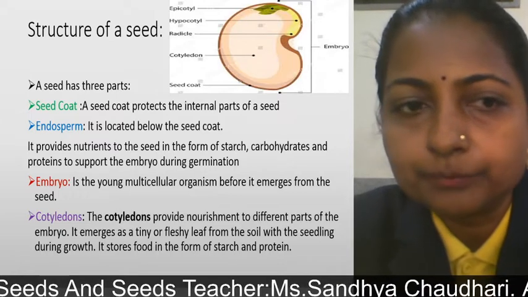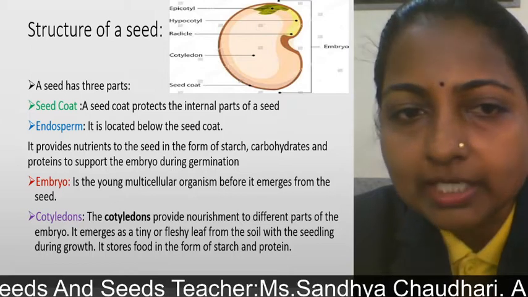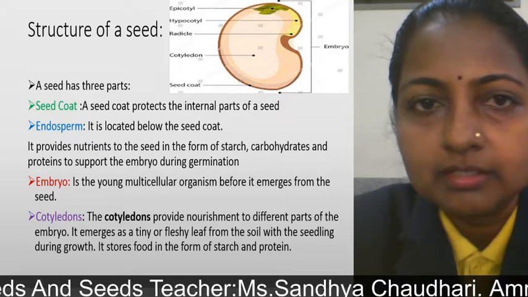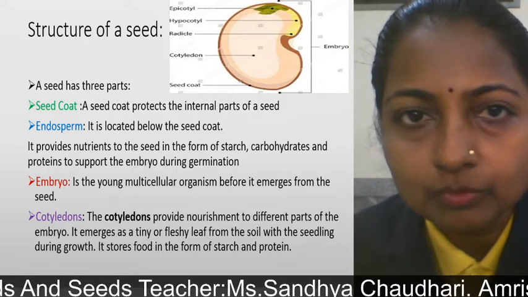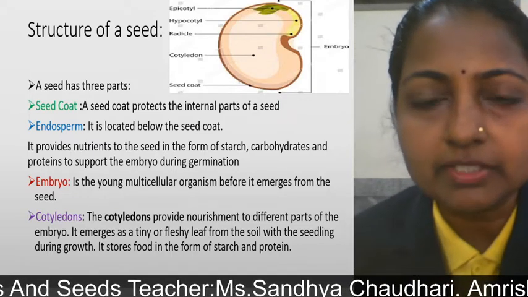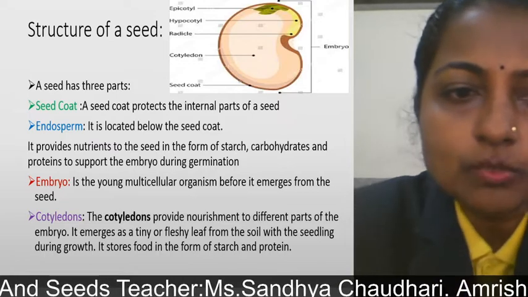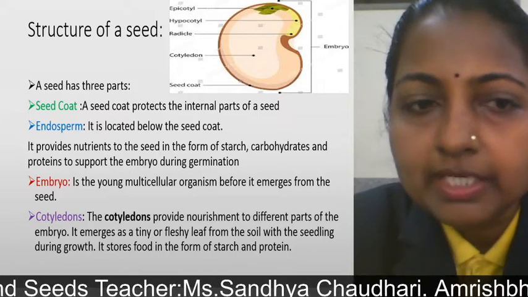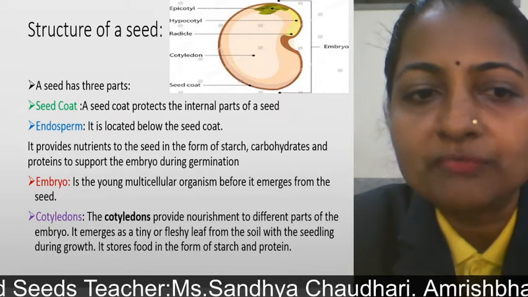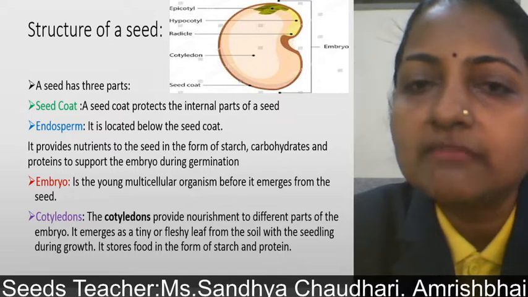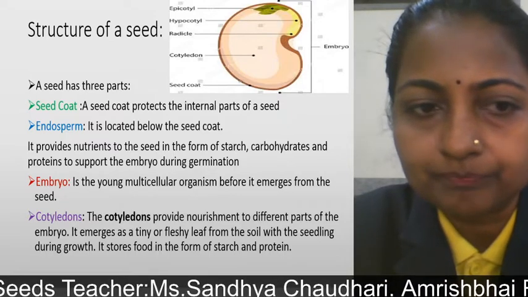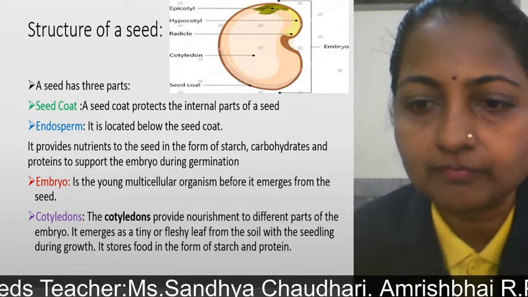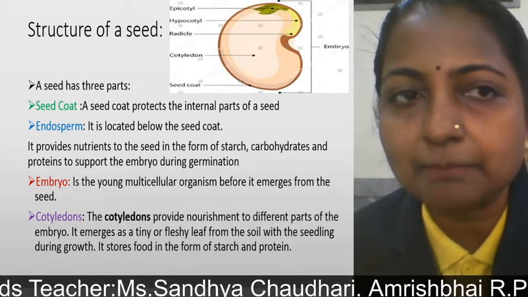Next part is the embryo. It is a young multicellular organism before it emerges from the seed. You can see in the figure, this is the embryo. After that, cotyledons. Cotyledon provides nourishment to different parts of this embryo. It emerges as a tiny or fleshy leaf from the soil with the seedlings during growth. It stores food in the form of starch and protein. So these are different parts of a seed.